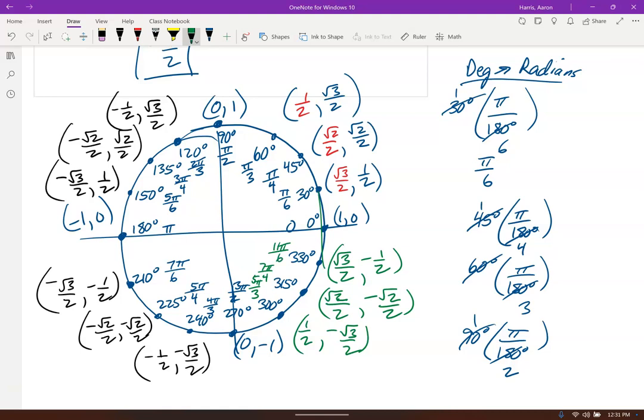And now I've filled out, that's how I like to fill out a unit circle, so you can have that referenced when you take exam 1 without it.